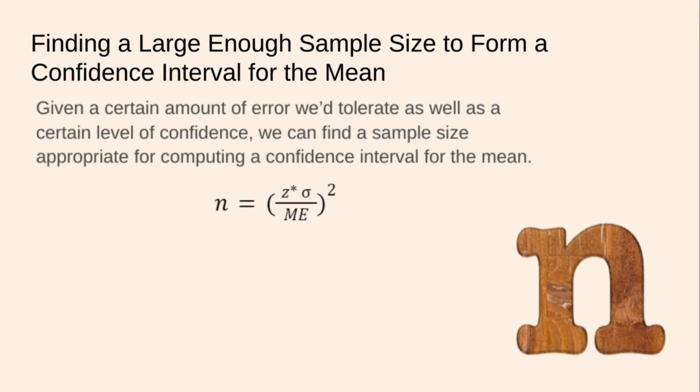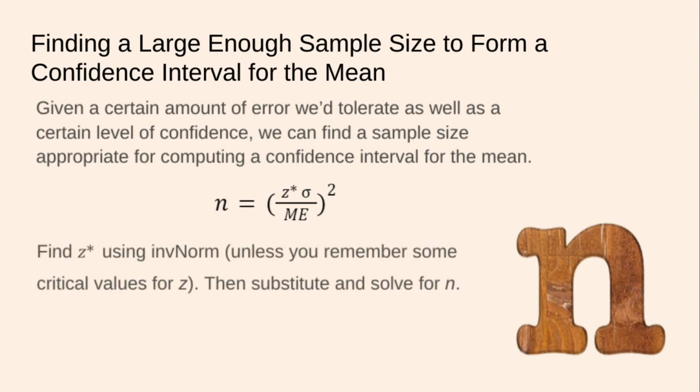And this is the formula that will do it. This is a rearrangement of the formula for margin of error for a confidence interval for the population mean. It's a bit of algebraic moving things around, a little algebraic dance, if you will. We are going to find a Z star using inverse norm, unless you remember some Z star critical values. I bet you've memorized a few of them at this point. And then we would substitute and solve for n.